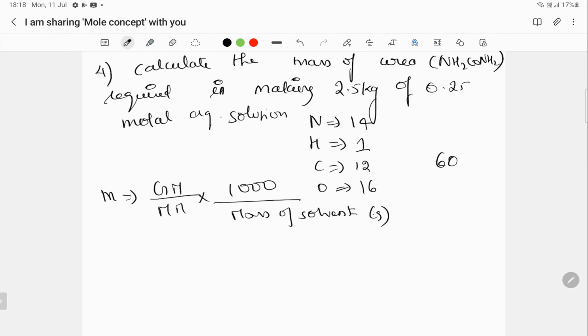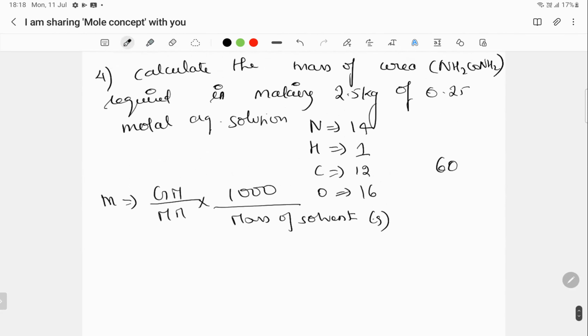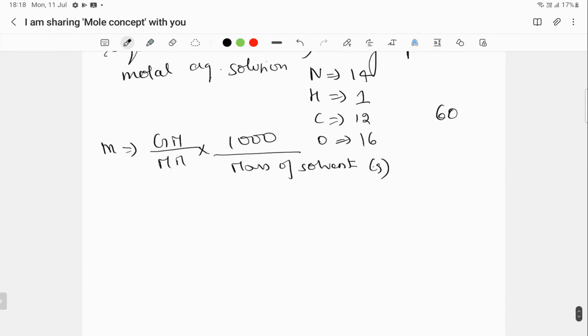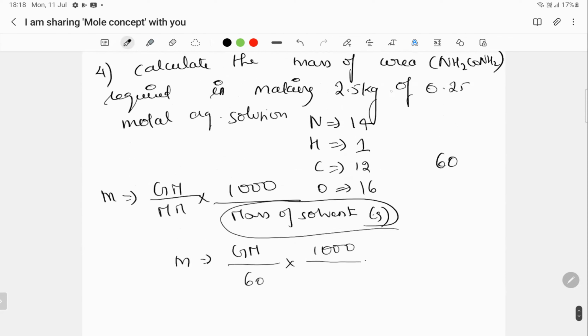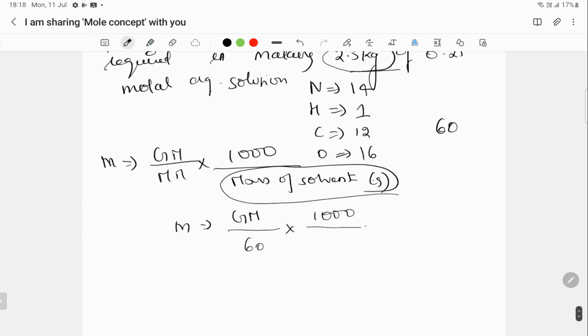So I will solve it, pay attention. See, this is a bit of a thinking sum. Molality is equal to given mass divided by molar mass, which is 60 into 1000 divided by the mass of the solvent. Here they have given 2.5 kg as the aqueous solution. So we don't know the mass of the solvent. Correct?